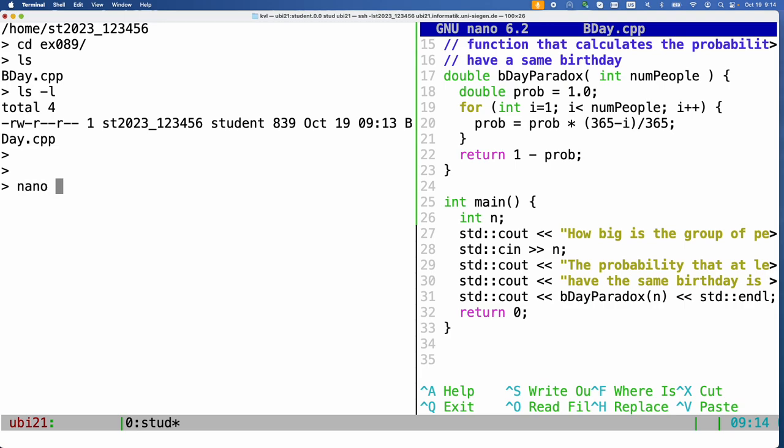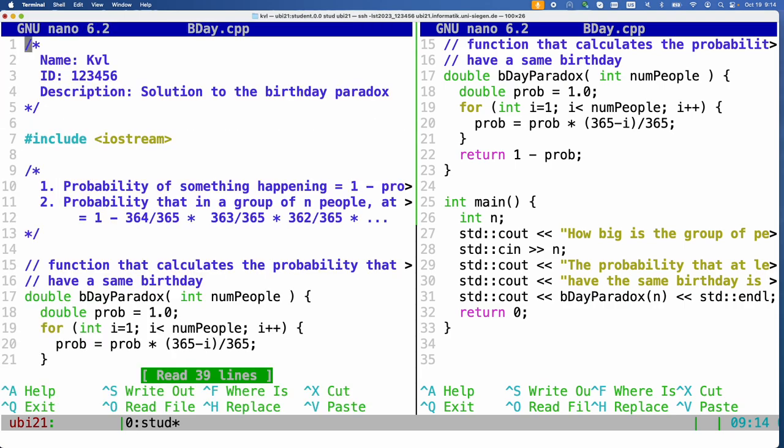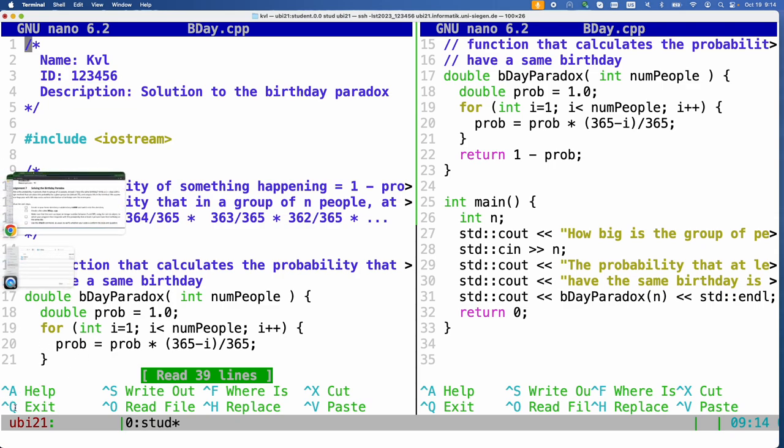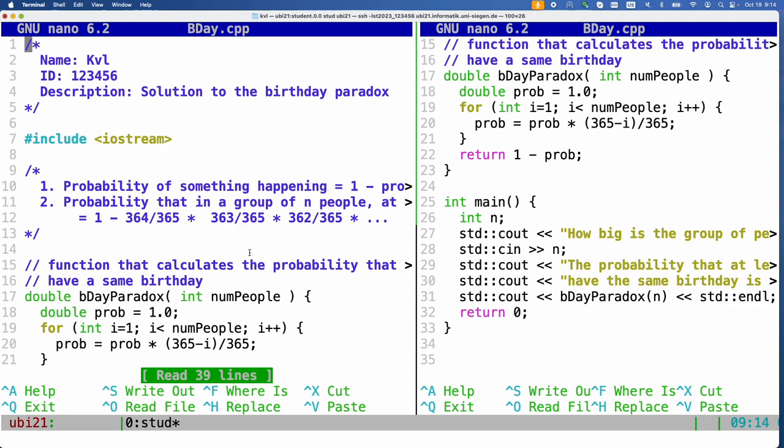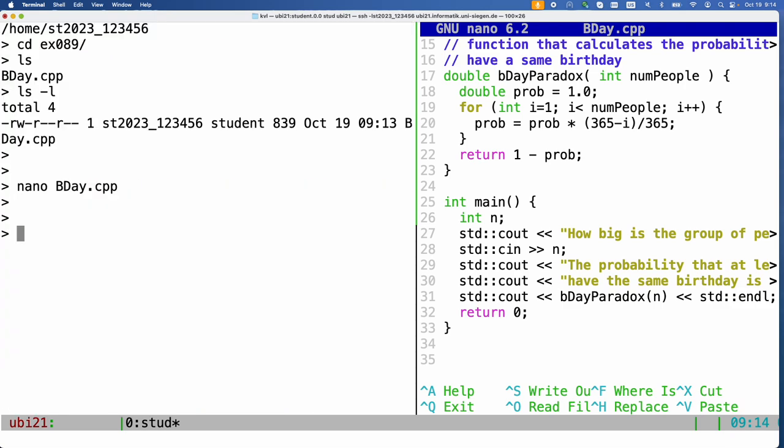So I can also here say nano bday, and then I have exactly the same again. If I exit, exit is Control Q over here, as you can see. So if I press Control Q, I go out of Nano again. I can launch G++, which is basically our C++ compiler. And I tell G++ to compile bday.cpp. And if we then launch that, then either we get errors or we get nothing. We get nothing. And this is good.